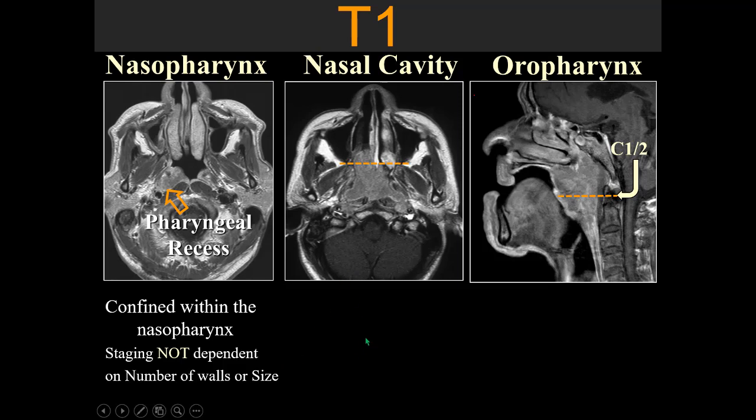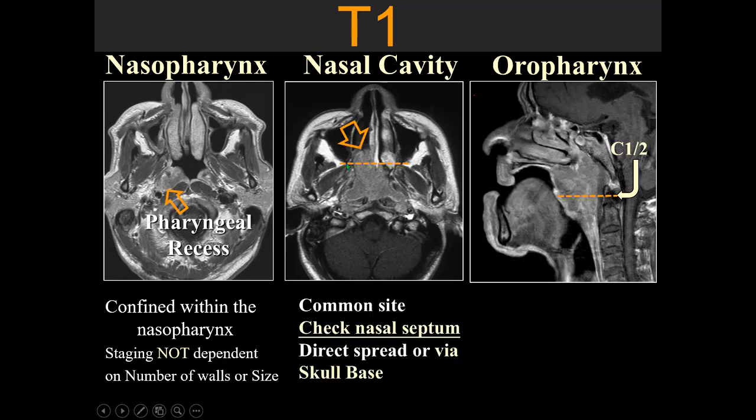The next one will be nasal cavity, a common site. We usually call it when it's gone past this line that goes through the anterior aspect of the pterygoid bones.